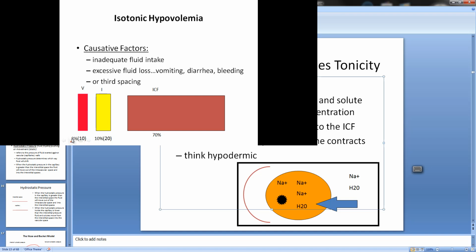It was 10, it's now 8. It was 20, it's now 10. But the intracellular space stays the same. This is isotonic hypovolemia. This is garden variety dehydration. This is you, if you're healthy and you have the flu, get out of bed, you feel a little dizzy, you go to the refrigerator to get something to drink, and you still feel really, really dizzy. This is what's physiologically happening.